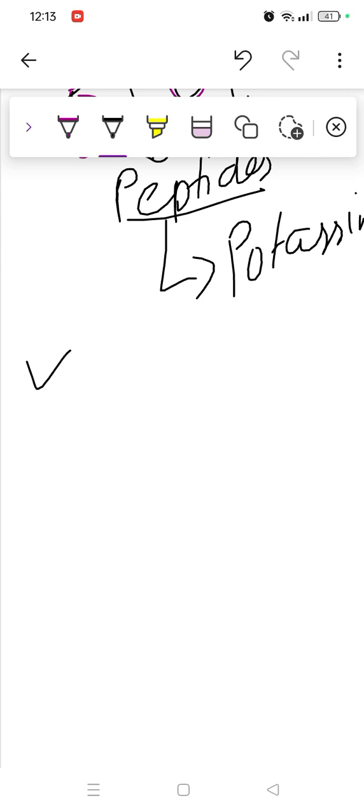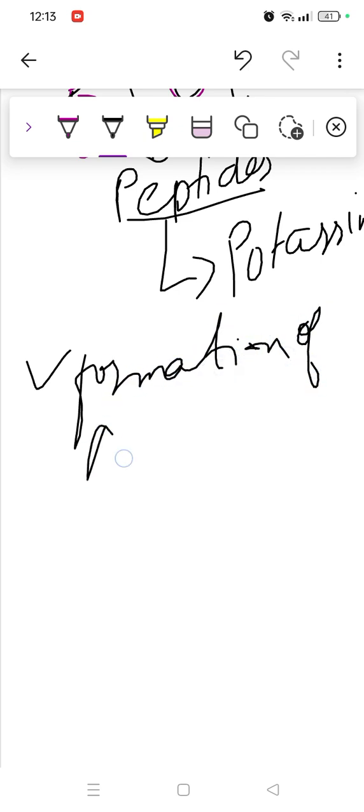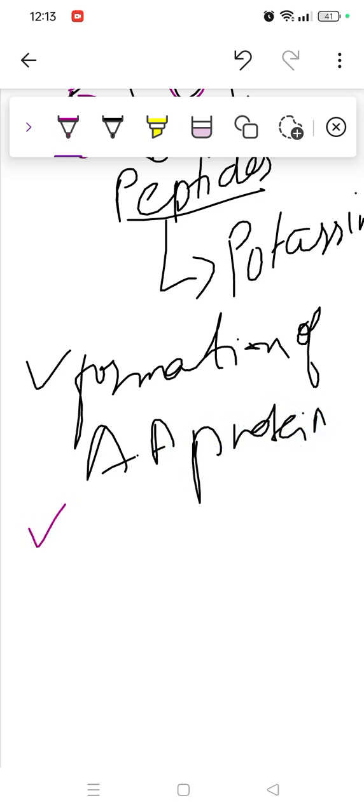Then comes our next point, which is that they are useful for the formation of amino acids, as I just mentioned. Formation of amino acids, proteins, or we'll also see in oils as well. They're also used in oils.